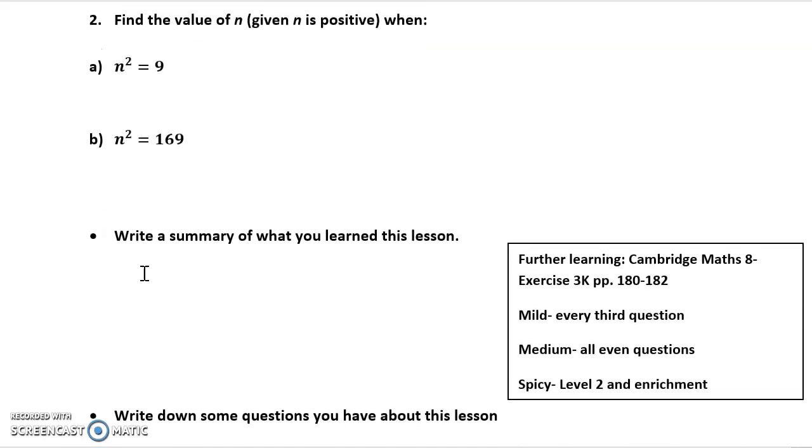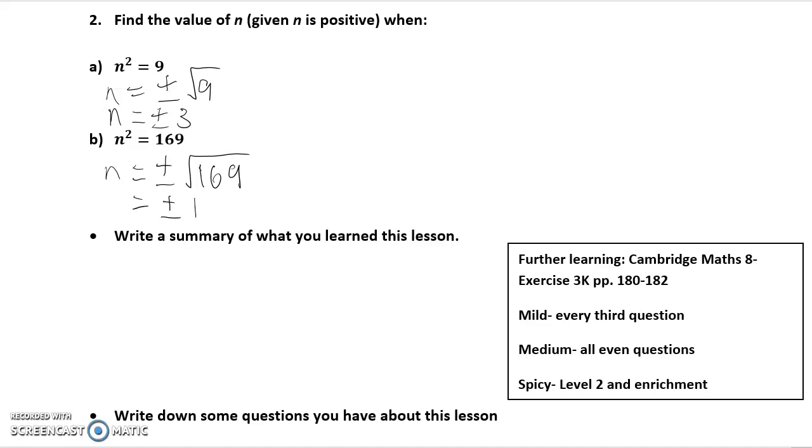Now coming to quadratic equations. We've looked at these before. If I want to go from n squared to n, I take the square root, but not just any old square root. I take the plus or minus square root of 9, and this gives me plus or minus 3. In the next question, it's very similar. I take the plus and minus square root of 169, and this gives me an answer of plus or minus 13.